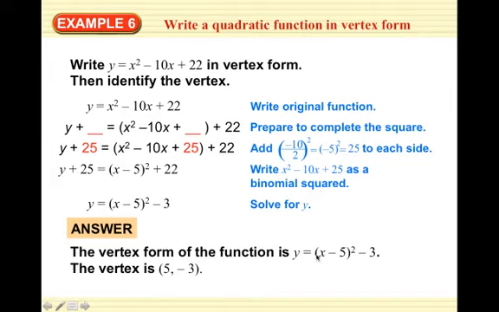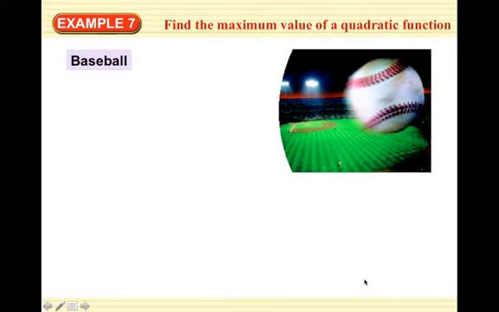Because remember, it's a, so a is 1, times x minus h, so the minus is part of the form here, plus k. So minus 3 is the same thing as plus negative 3, so k is negative 3.